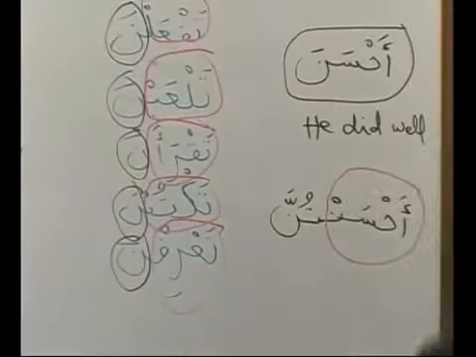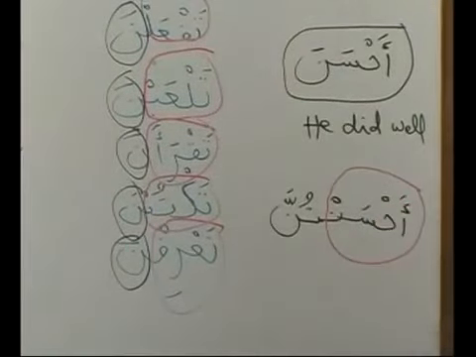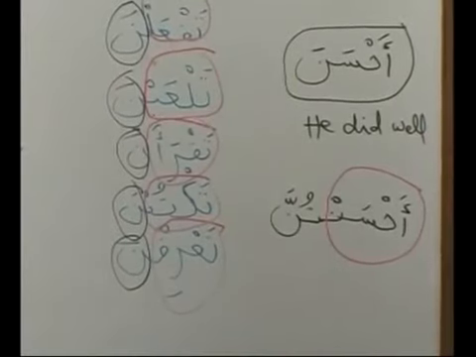Brothers and sisters, ahsan is your verb and tunna is your fa'il. Inshallah you'll remember, huh?